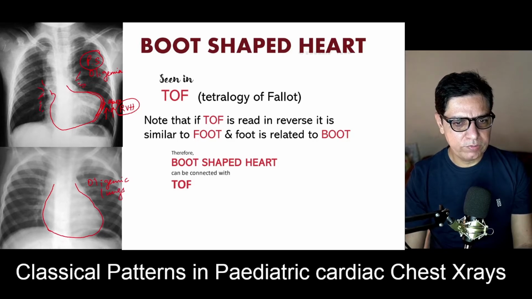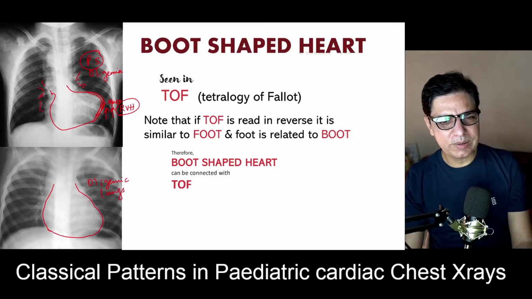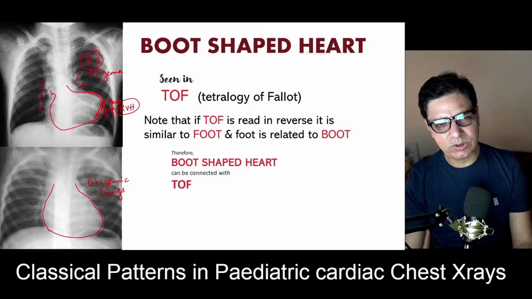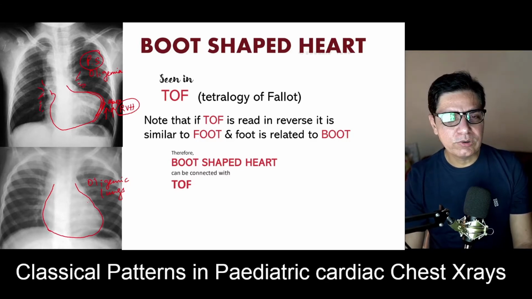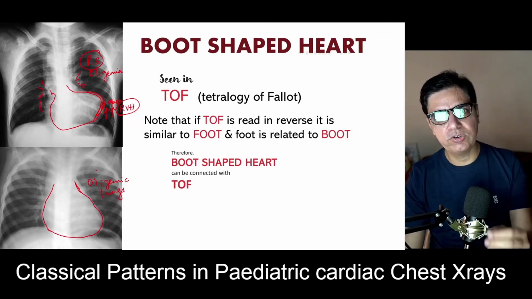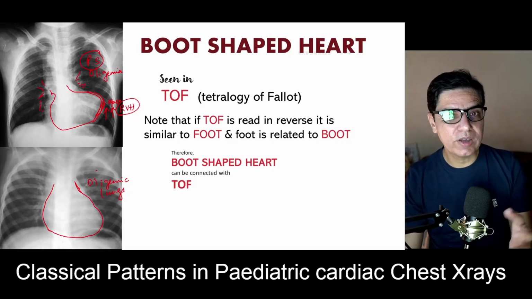So again, if you get a boot shape or something that resembles it, even if it is not the characteristic boot shape, if you feel like it could be something related to a boot, always look at the lung field. If you get a boot-like structure with oligemic lung fields, you can swear that this is tetralogy of Fallot unless and until proven otherwise.